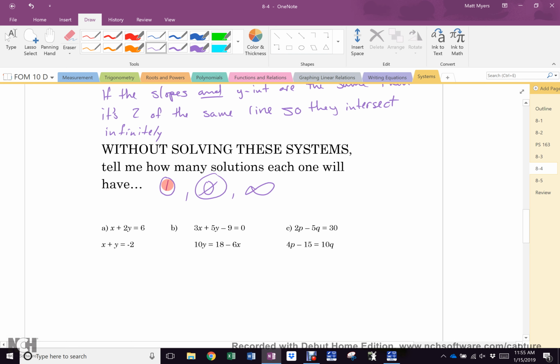If there is one solution, what will the two lines share? They will share one intersection. So will they share a slope? Will they share a y-intercept? Possibly, because they could intersect at the y.